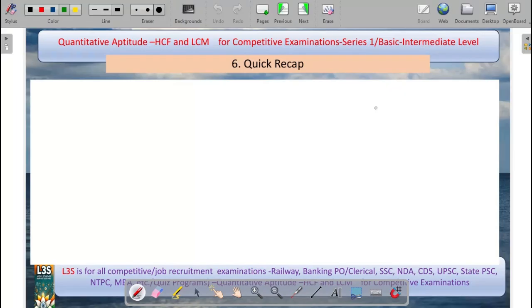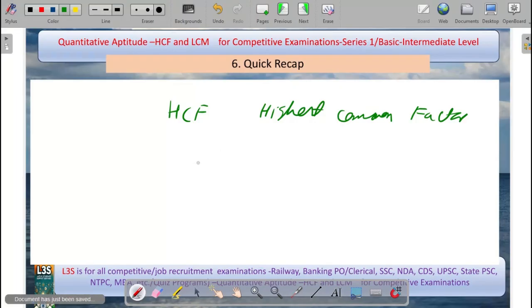So what is HCF? HCF means highest common factor. It is the greatest number that can divide two or more given numbers exactly without leaving any remainder. In simple words, it is the largest number common to all the numbers. Say 12 and 15. The highest number that divides both 12 and 15 is 3. So this is the HCF here.